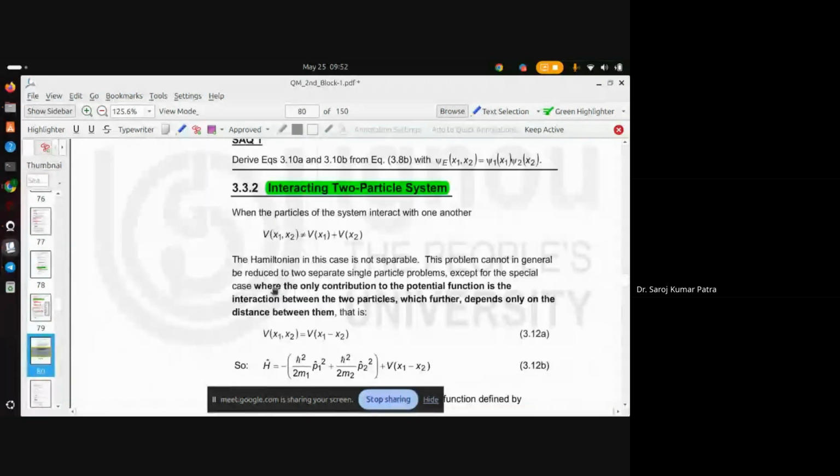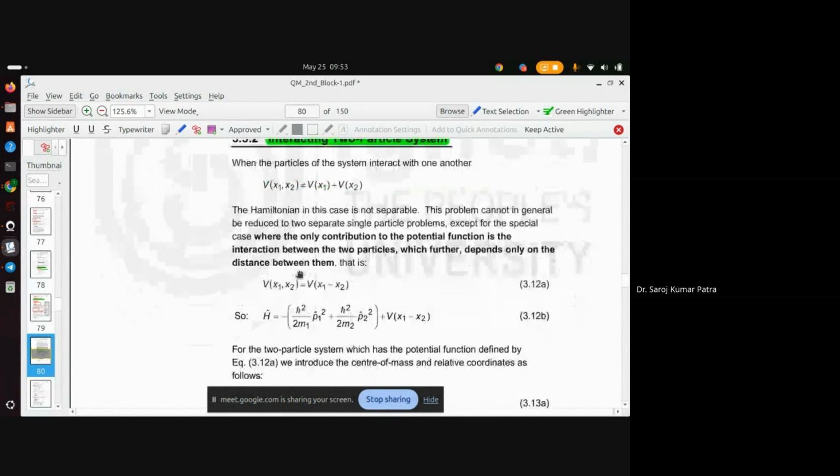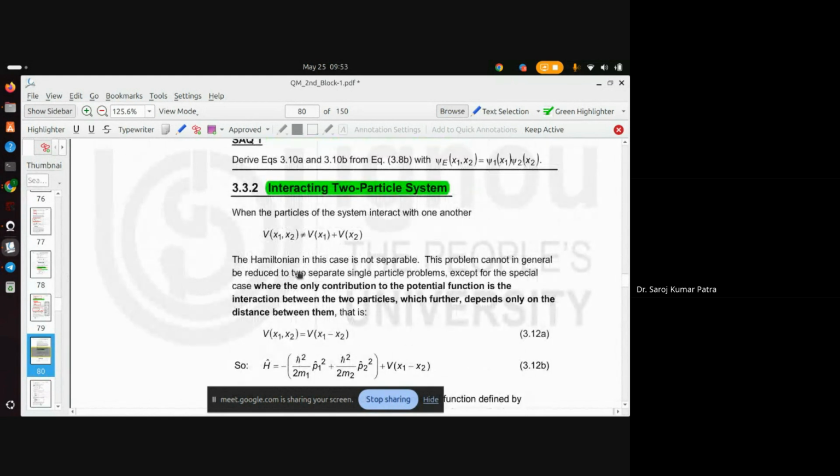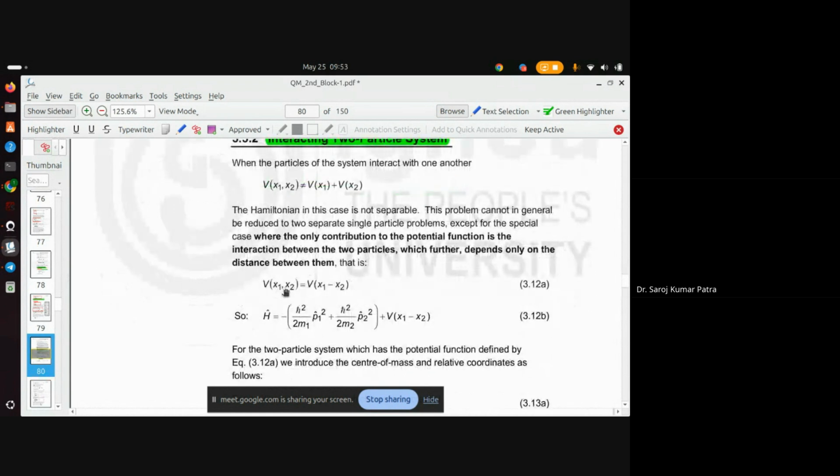What happens in the case of an interacting two particle system? If the two particles interact, then V(x1, x2) will be a function of x1 minus x2.